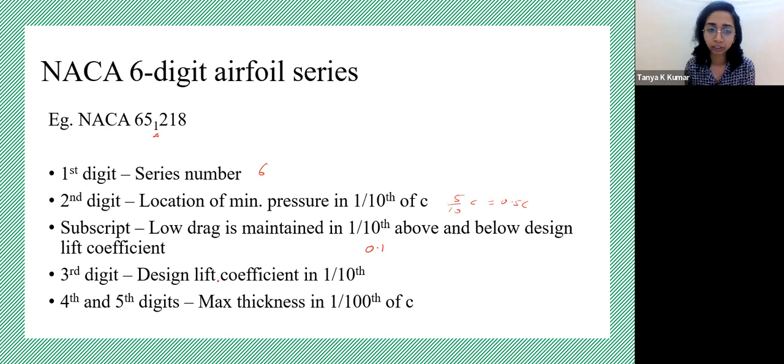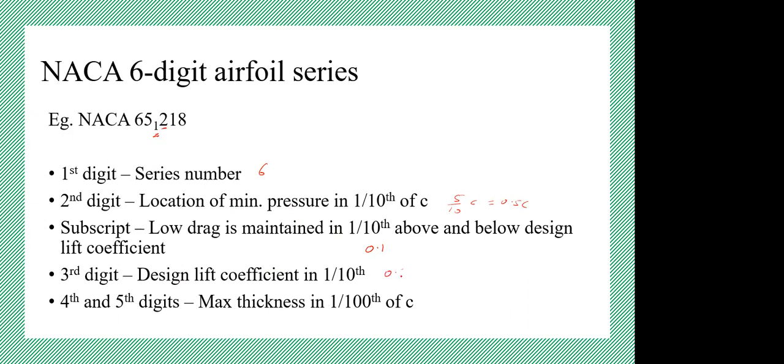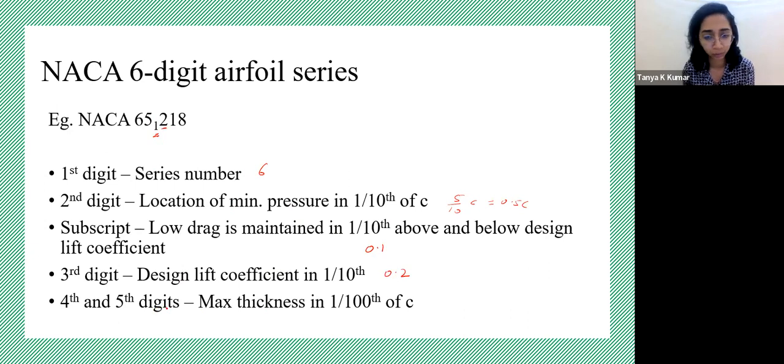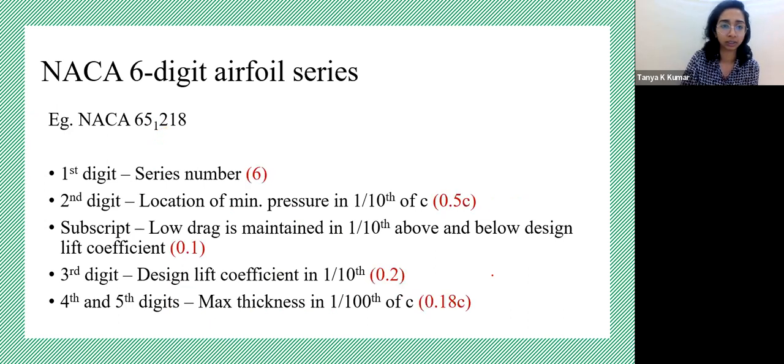Then the design lift coefficient is represented by the third digit. The subscript is not considered as a digit. So the third digit here gives you the design lift coefficient in 1/10. That is 0.2. Exactly. The fourth and fifth digits again give you the maximum thickness in 1/10 of C. Again, it is 0.18 C. Okay, so those are just the values.